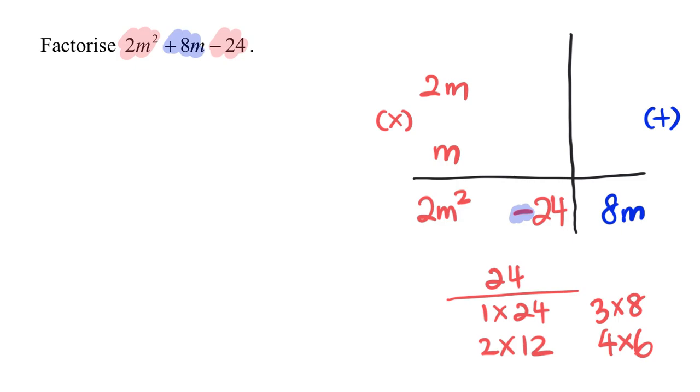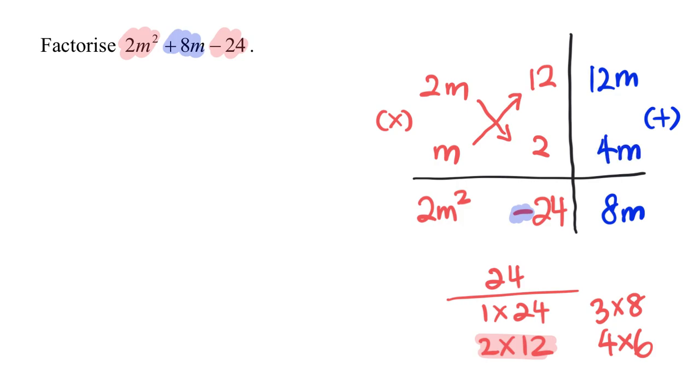So I realized that if I choose 2 and 12, such that m times 12 will give me my 12m, 2 times 2m will give me my 4m.